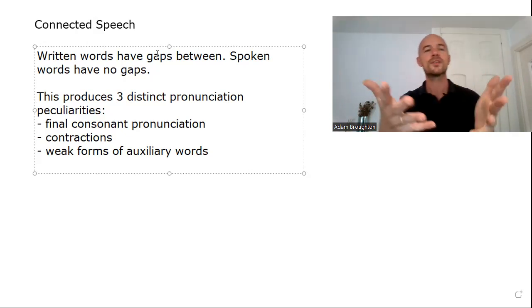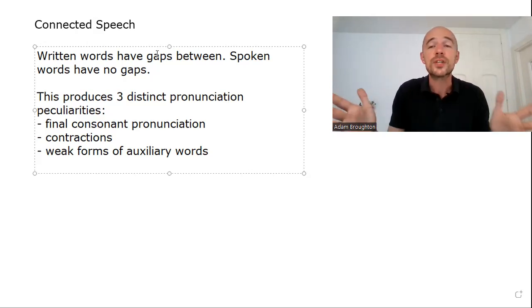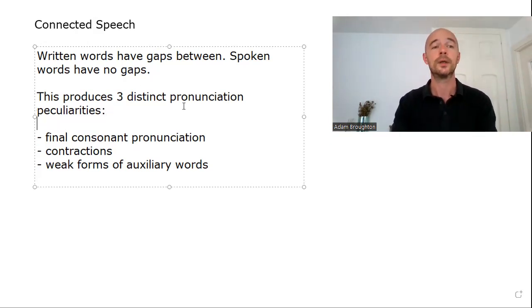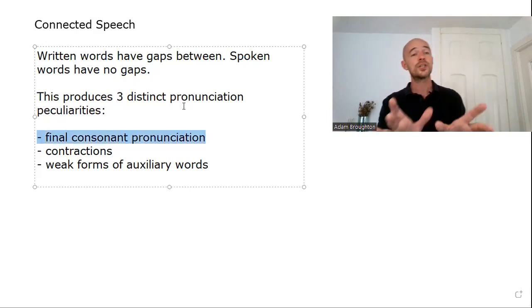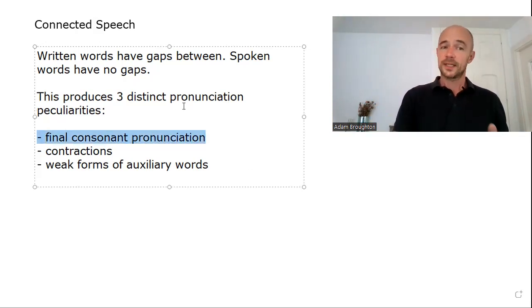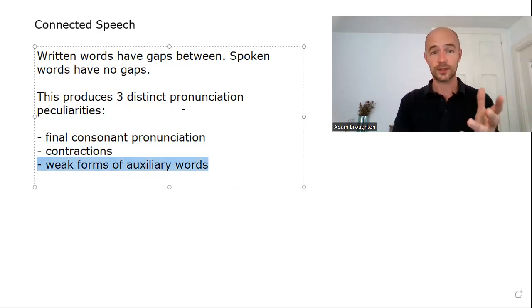So what does this imply? Well, it means that English produces three distinct pronunciation peculiarities, let's say. I'm going to be covering all three of these in today's class. So the first one is the pronunciation of the final consonant of each word. This is key in connected speech. The second part is contractions, which is a real key part of English. And the last one is weak forms of auxiliary words.